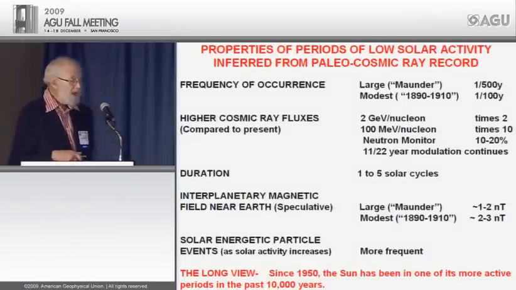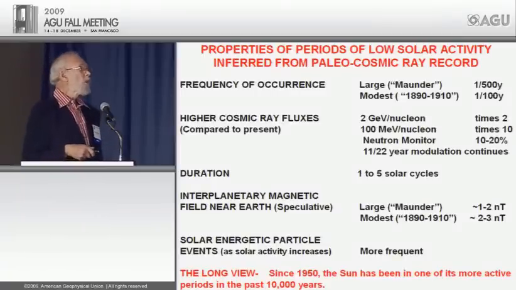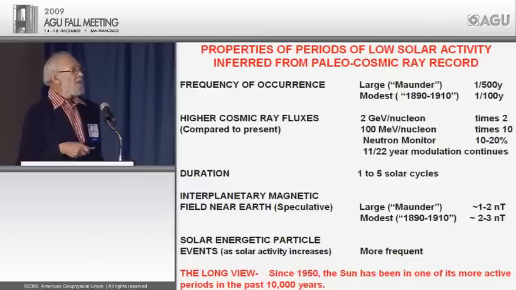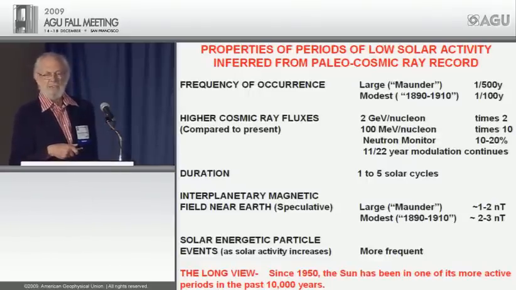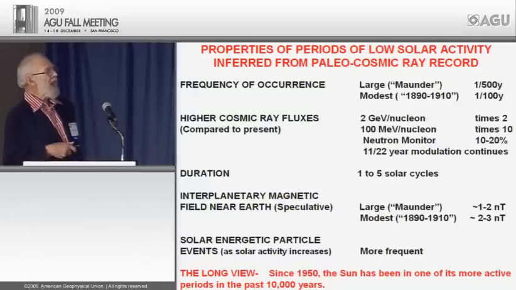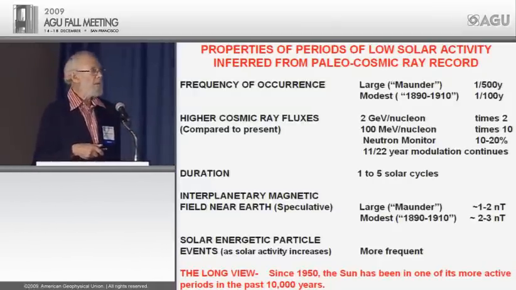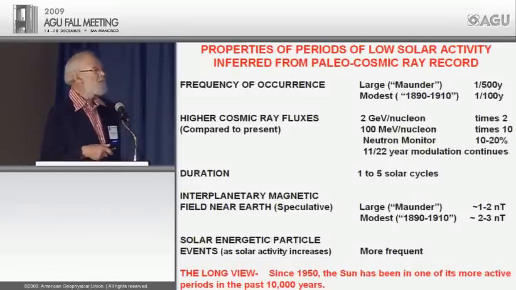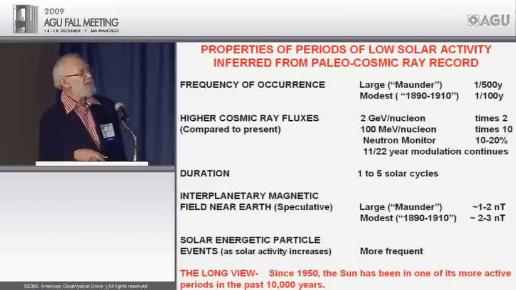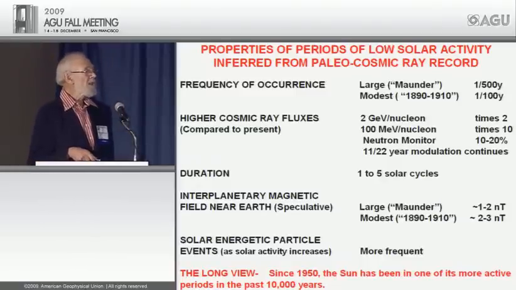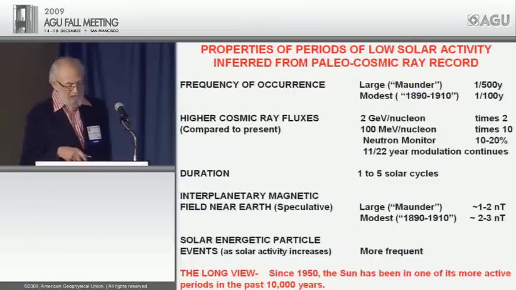So let us summarise what our historic record has told us as to what's happening now. First of all, it suggests to us that reductions in solar activity, such as are occurring in this minimum, have occurred quite frequently in the past. Very large reductions, such as the Maunder or Spörer minimum, roughly once every 500 years, but a bit clumped. The smaller ones, once every 100. And so on, you can see that the cosmic radiation fluxes are high. The durations of these events are 1 to 5 solar cycles and so on. And I won't dwell on that anymore because I want to allow some time.